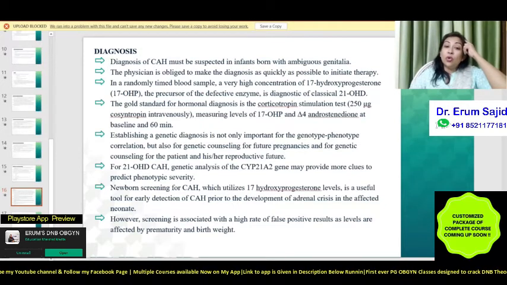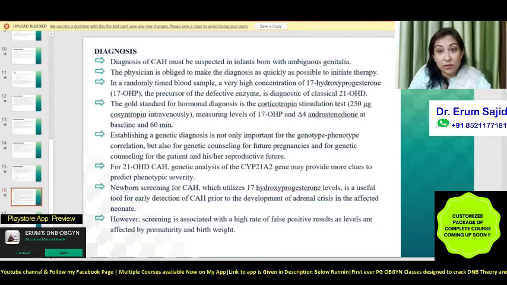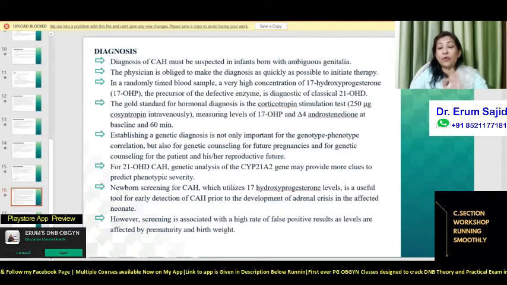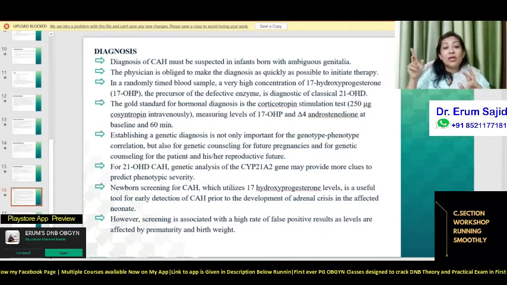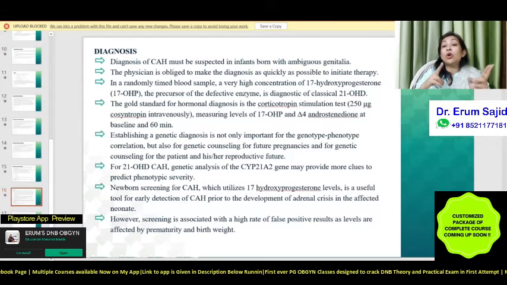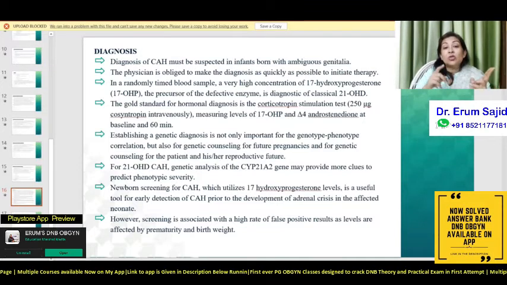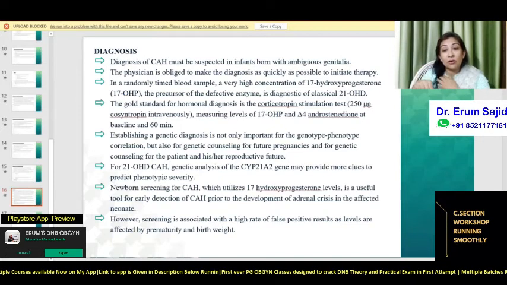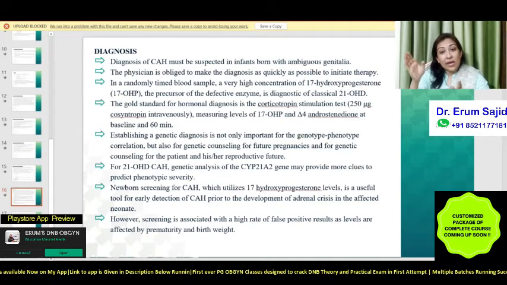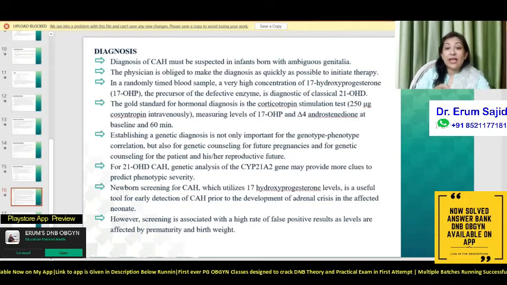Over here, what you do is you take 250 micrograms of cosyntropin, give it intravenously, and measure the levels of 17 alpha hydroxyprogesterone and androstenedione at baseline and at 60 minutes. So first of all, take the baseline, and then after 1 hour, just see. So what do we give? The corticotropin stimulation test. So how do we understand this test? If the levels increase, then you automatically understand that this was CAH because of the deficiency of 21 alpha hydroxylase.